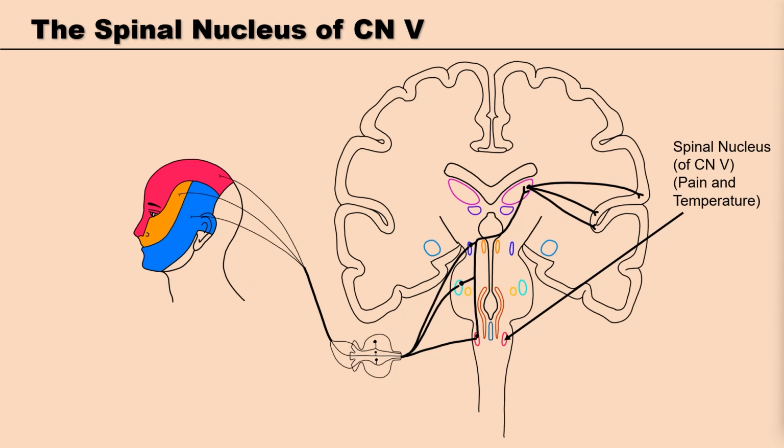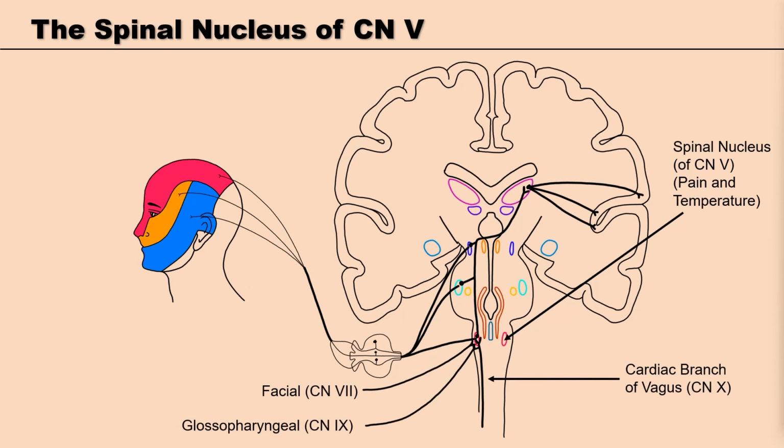The spinal nucleus also receives first order neurons from other sensory cranial nerves too. It receives first order neurons from the facial nerve, the glossopharyngeal nerve, and the cardiac branch of the vagus nerve, and some of these will synapse onto the same second order neuron that the mandibular branch of the trigeminal also synapses onto. So we can get referred pain from the glossopharyngeal, vagus, and facial being perceived in some regions in which the mandibular branch of the trigeminal nerve innervates.